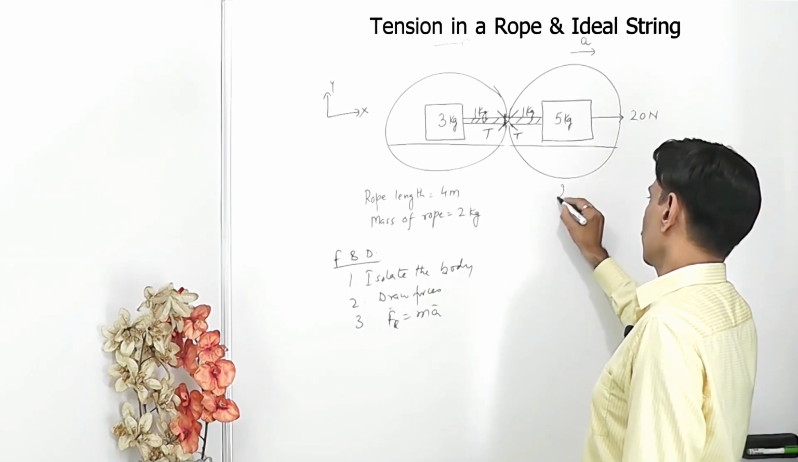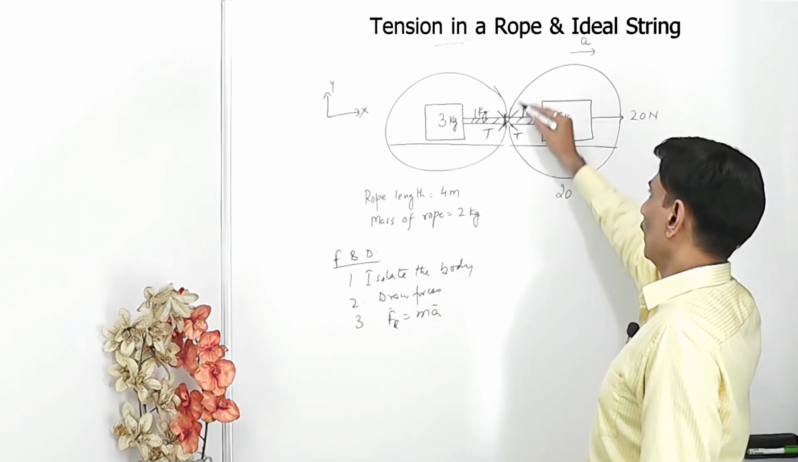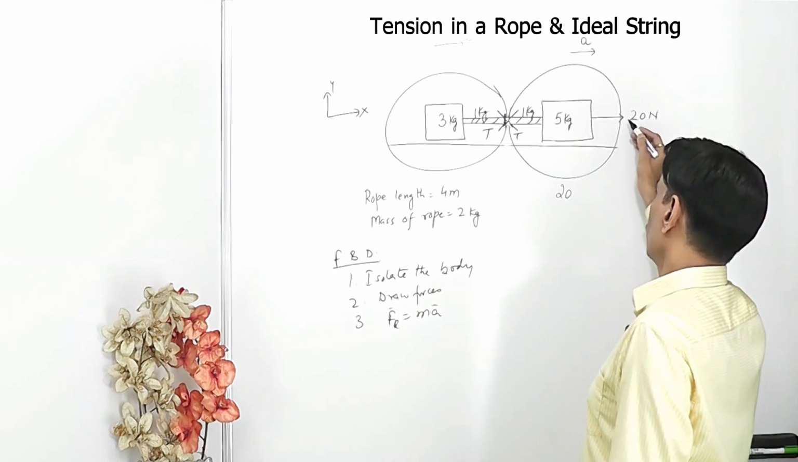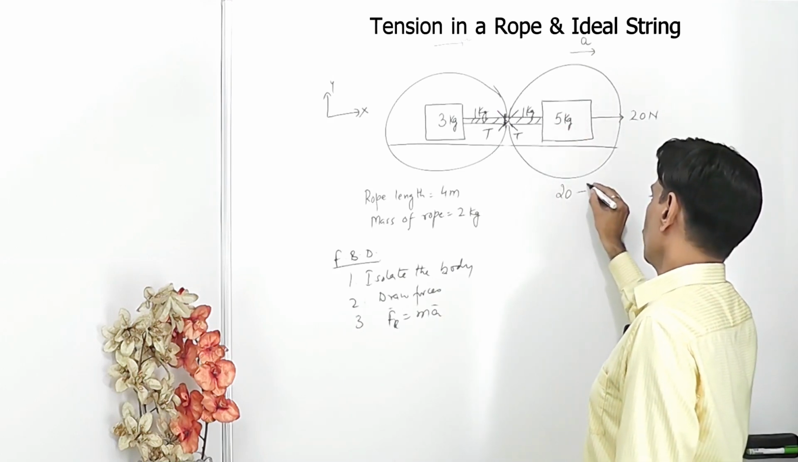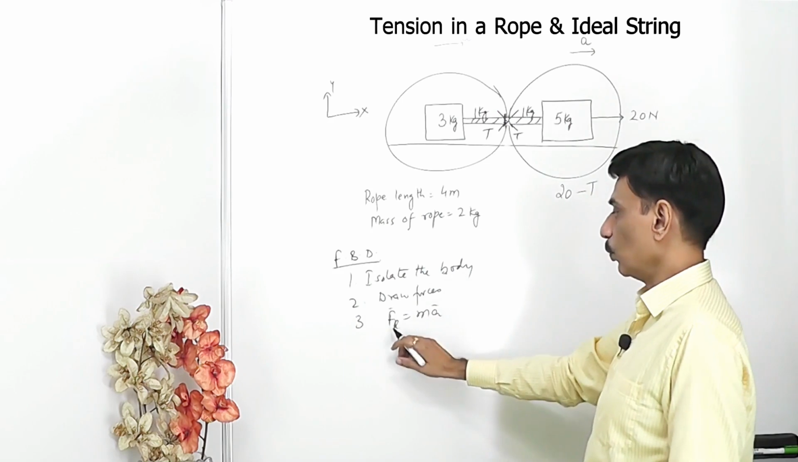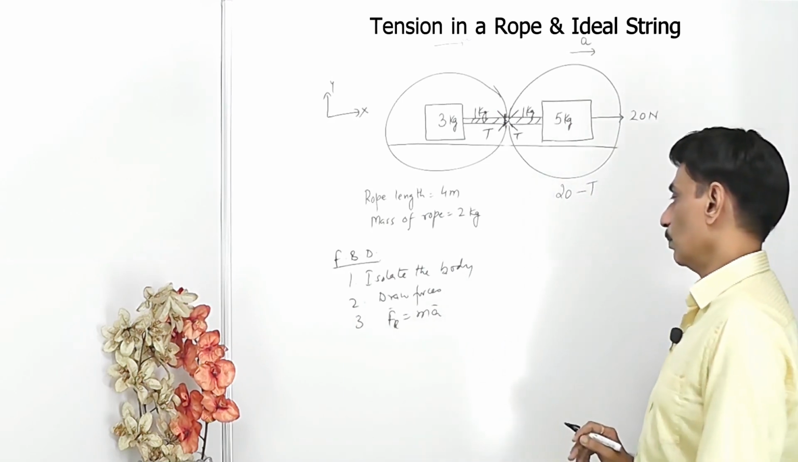So the force is 20 Newton this way, and we have to look within the circle only. 20 Newton is this way, T is this way, so the net force is 20 minus T. Now we are talking of resultant force equal to mass times acceleration.